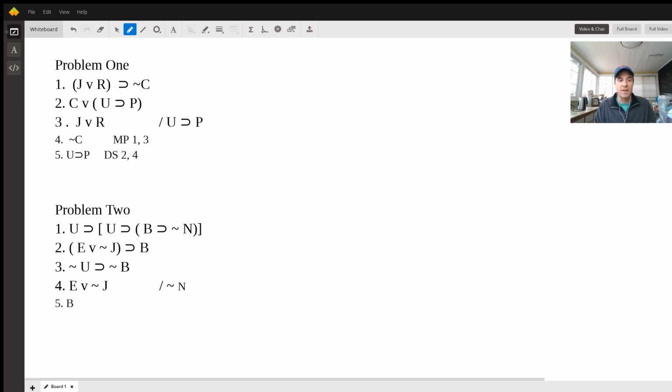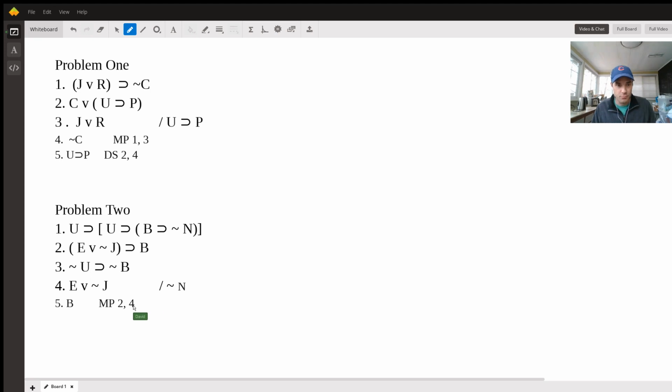How do we know that? Because of numbers 2 and 4 and the rule of Modus Ponens, okay? So we deduce from the fact that E or not J, that B is the case. Now that we know that B is the case, what are we going to do? Well, I would suggest look at number 3. Premise 3 says, if not U, then not B. Well, we have a rule called Modus Tollens, which is sort of the cousin of Modus Ponens. Modus Tollens says, if A, then B, not B, therefore not A.